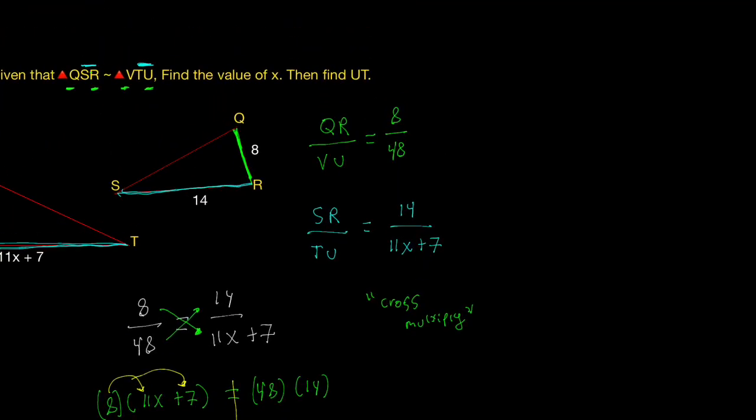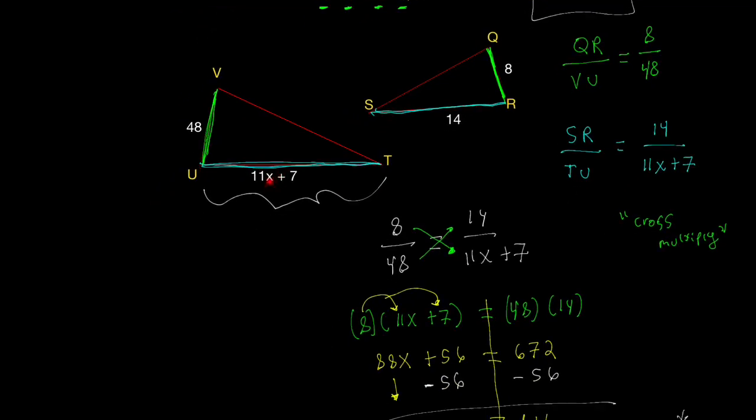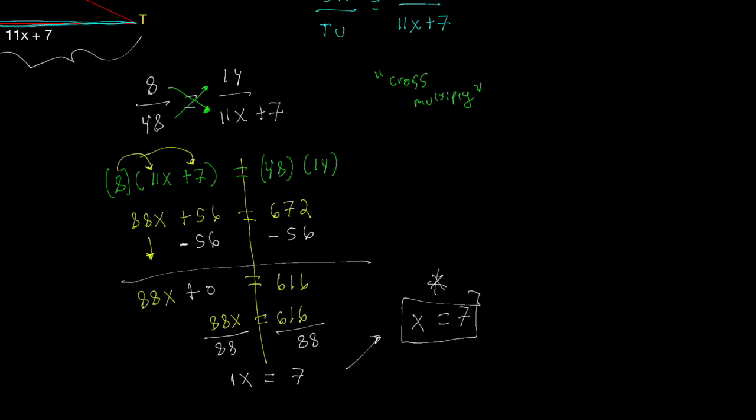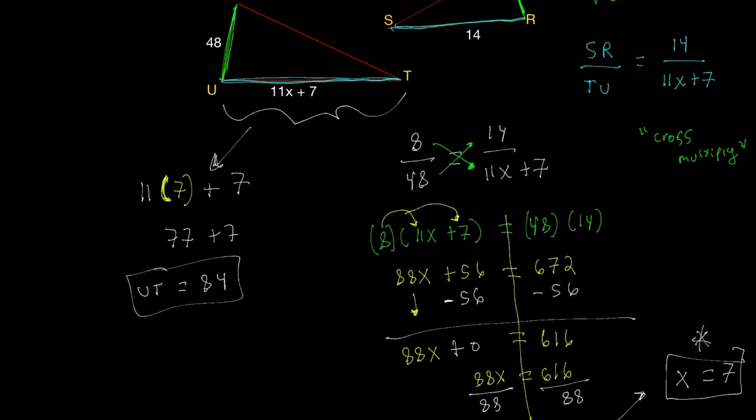Now we have to answer the second part, which is finding UT. So UT is this part right here. All we have to do is substitute x with our value 7. So here let's do 11 times x, but we're going to use 7 instead. So plus 7. And now 11 times 7 is 77. And then plus 7 we get 84. Whoa. So 84. That is the value of UT. So UT is 84, x equals 7 is the final answer.